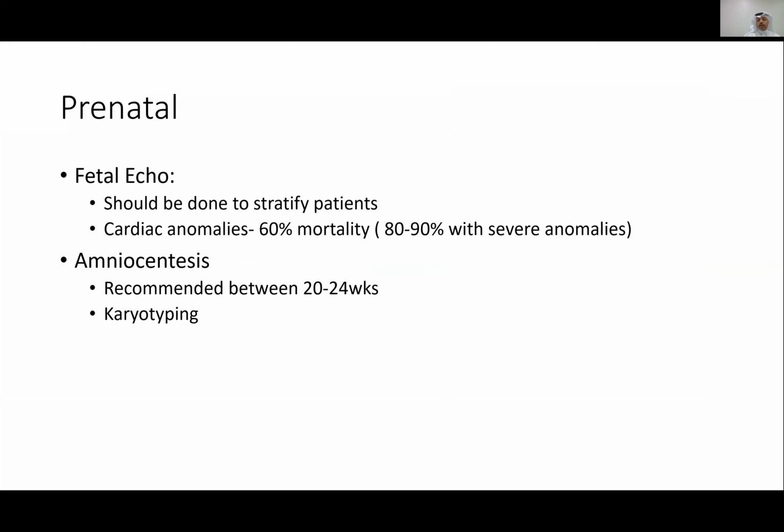Okay, so what other things do you ask for if you have a prenatally diagnosed CDH? It's important to look at the heart, so you do a fetal echo, because that is important to stratify patients. The presence of cardiac anomalies puts the babies at a high risk of mortality, about 60%, especially if the cardiac anomalies are major anomalies. Please also recommend amniocentesis and look at karyotyping, look for trisomies.